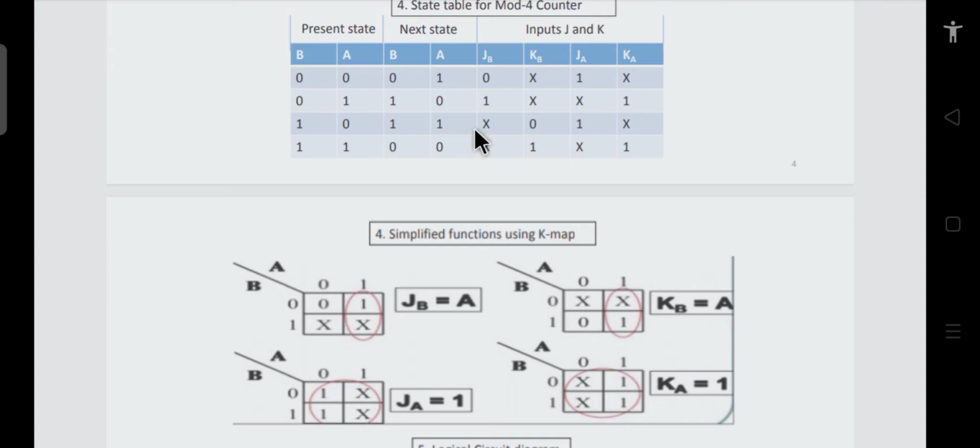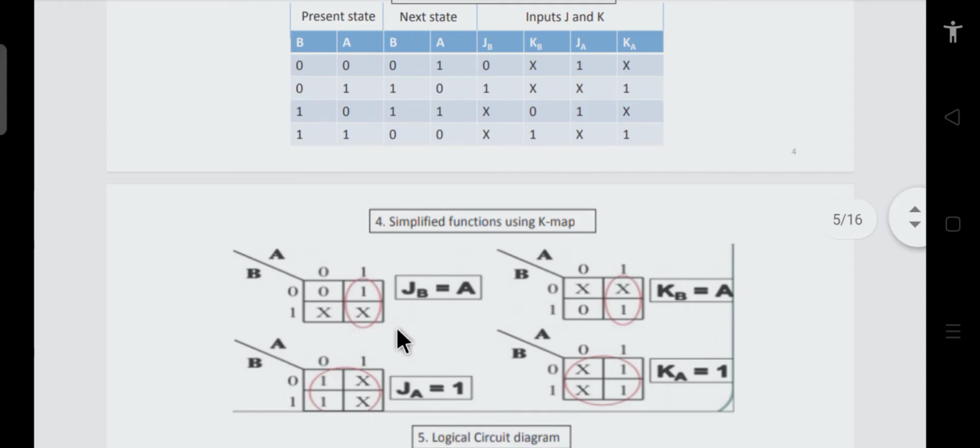For the other two cases, when B is equal to 1 and A is 0 and 1, A is 0 here and A is 1 here, and B is 1 in both cells. For both cells they are crosses, so these are don't care conditions. Now if we group them together, we see that JB will be equal to A. Whatever output flip-flop A is producing goes directly to the J input of the B flip-flop.